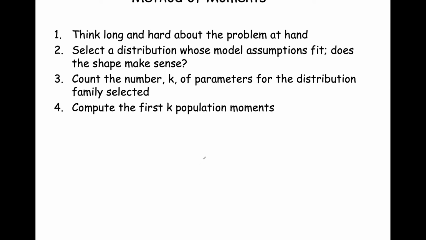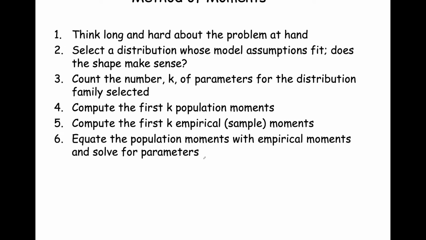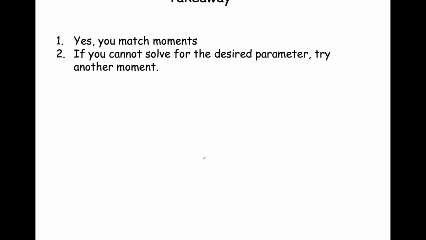Then you compute the first k population moments. You compute the first k sample moments, or empirical moments, and then you equate them with one another. You equate the population moments with the empirical moments and solve for the parameters, just as we have done. Once you have that, you have your estimators and you're done. So the key takeaway is, yes, absolutely, you literally match moments. You match the population version of the moment with the sample version of the moment for as many moments as you have parameters for the distribution that best models your problem.